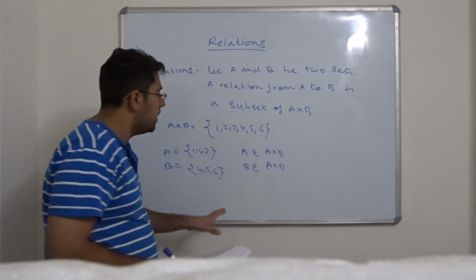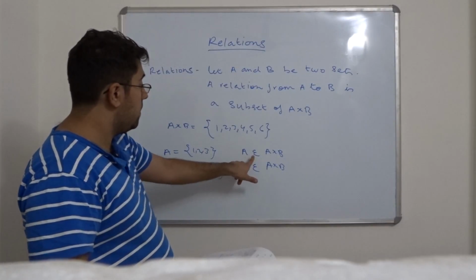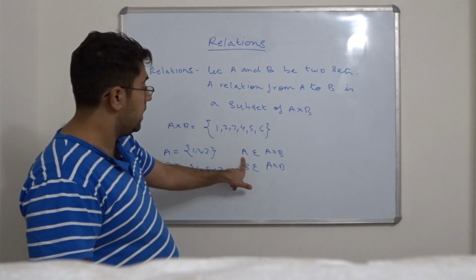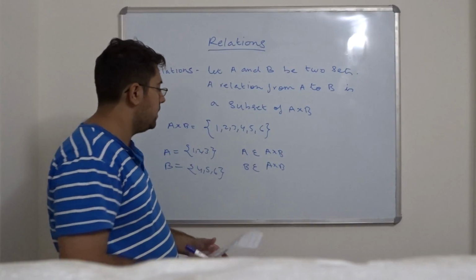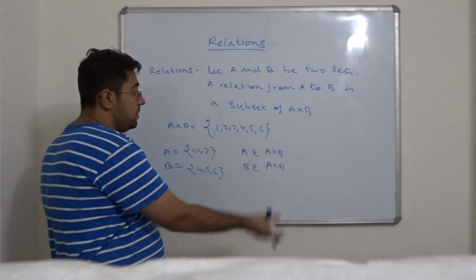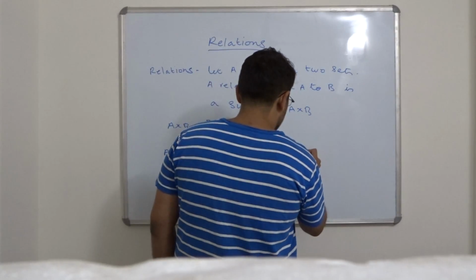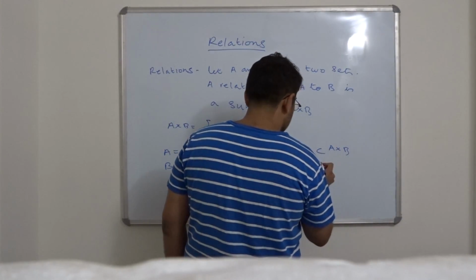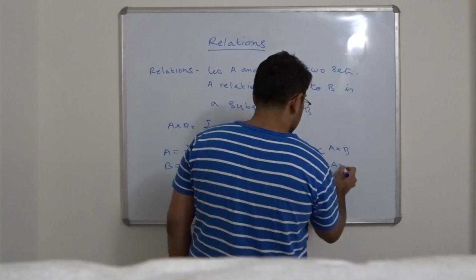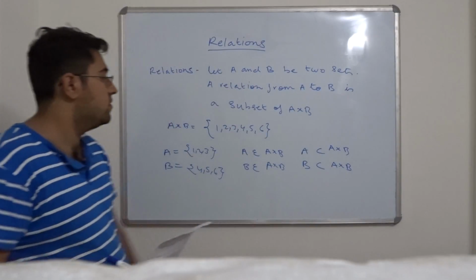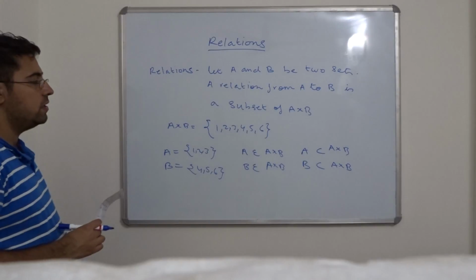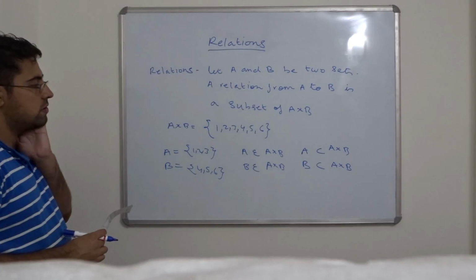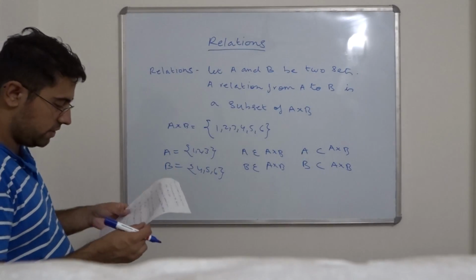So basically, guys, what it means is that because every element of A is in A times B, and every element of B is an element of A times B, that is why A is a subset of A times B, and B is a subset of A times B. So this is what this really is trying to say. Just try and understand that.